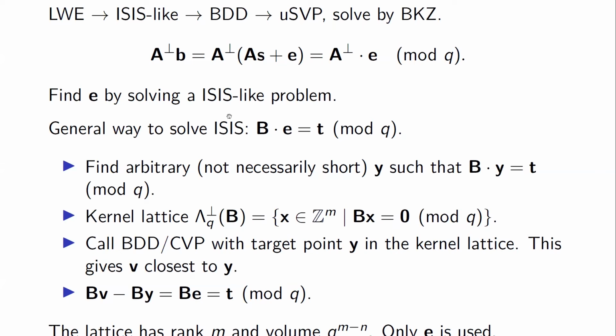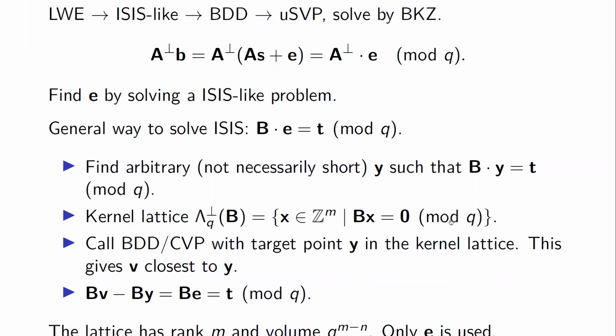So again, this is an SIS problem, where we only have to look at the set of all the E, which is the second lattice, the kernel lattice, which is the set of all the X such that B times X equals 0 modulo q.